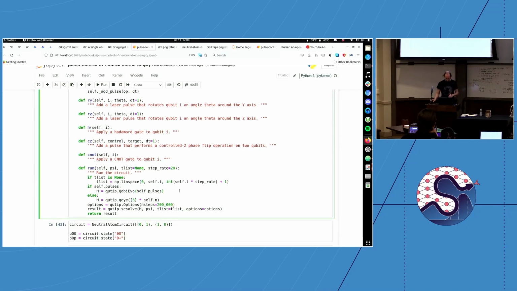It's going to give you a time-dependent system. And then we have our H, and then we just call SESolve in the normal way. I just specified nsteps equals 200,000 just to avoid hassles. And we pass in the t-list and options, and we return the results.